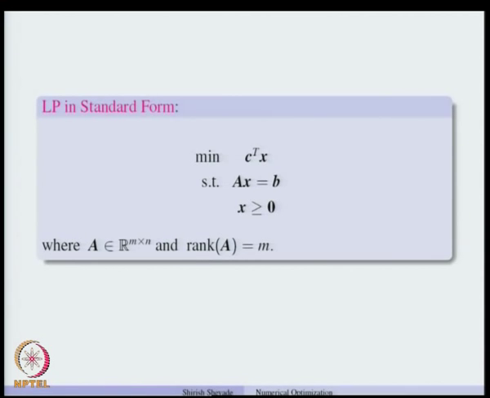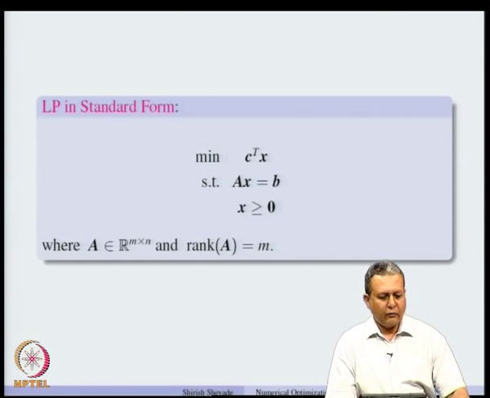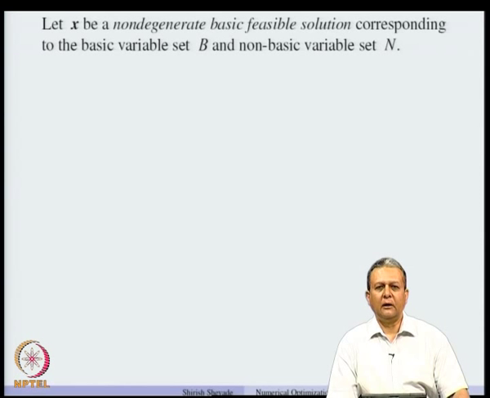So, let us quickly relook at some of the topics that we discussed in the last class. We started with the linear programming standard form, which is of the type minimize c transpose x subject to Ax equal to b and x non-negative, and A is a rank m matrix of size m by n. And we assume that x is a non-degenerate basic feasible solution, which corresponds to the basic variable set B and the non-basic variable set N.